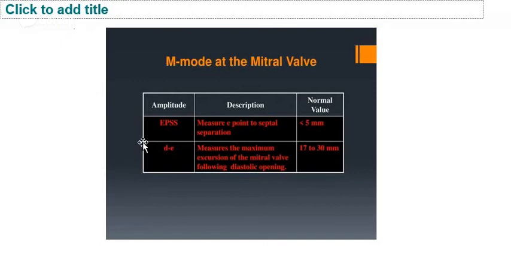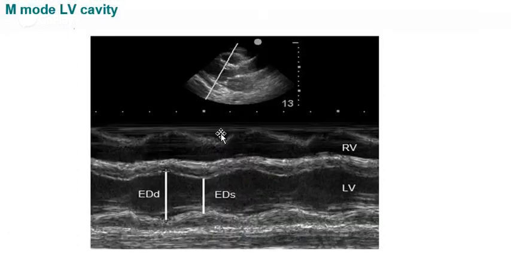Okay, similarly we see here the DE point. The DE point measures the maximum excursion of the mitral valve following the diastolic opening. Normally the DE line should be around 17 to 30 millimeter. If the DE line is less than 17 to 30 millimeter, that's suggestive of again depressed ejection fraction. So these are the two important parameters, one is EPSS and second is the DE, through which we can know whether the ejection fraction is good.